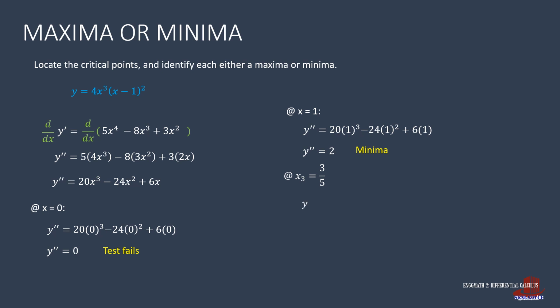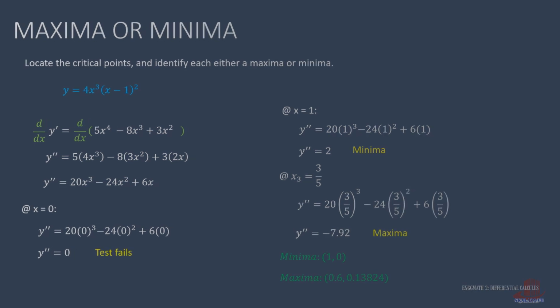For x of 3/5, y double prime is then 20 times the cube of 3/5 minus 24 of the square of 3/5 and 6 times 3/5. This makes y double prime as negative 7.92, where negative means maxima. Thus, the curve's minima is at 1, 0, and its maxima is at 0.6, 0.13824.